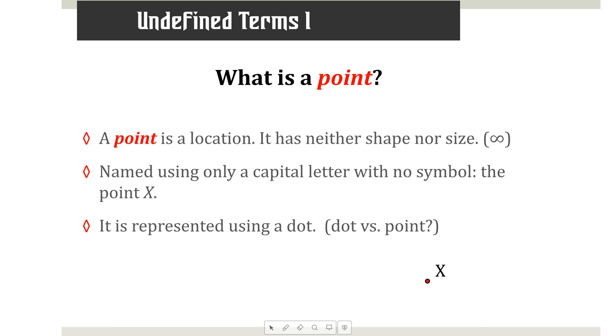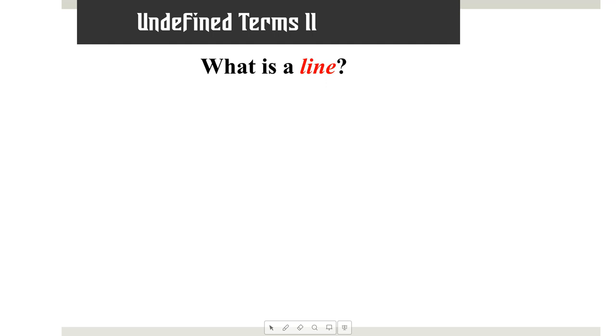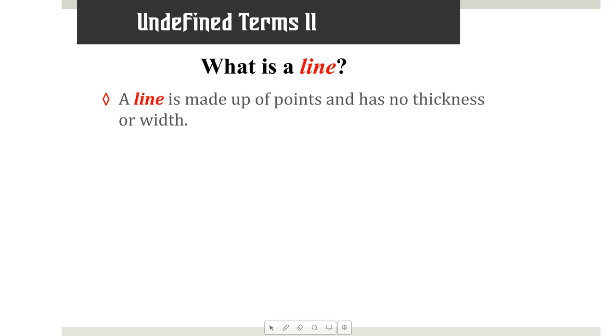Okay, let's go back to my golf ball analogy. We'll assume that our points are bigger, or our dots are bigger, and we line a bunch of those golf balls up. Eventually, they will stretch into our second term, which is a line. So what is a line? No thickness, no width. So as I line up those points, see what I did there? I line up the points, they will eventually make a line.